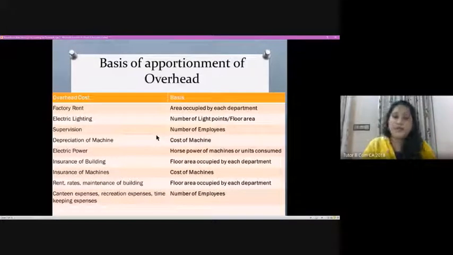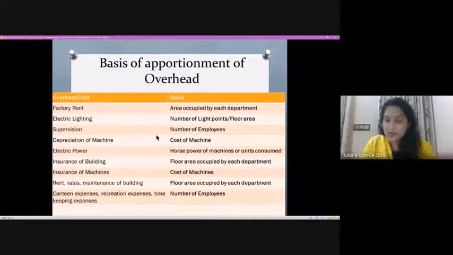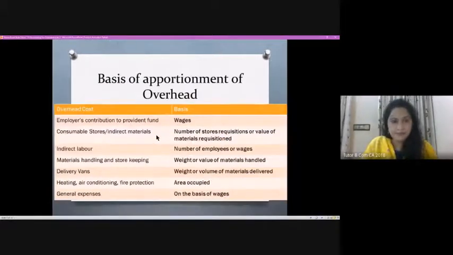Right. Now, in today's class, in the first part, I will explain by one example how we go with this apportionment and allocation. And later, we will do an exercise on that. Right. So I'm just going with the question. We have already discussed the basis on which we can apportion our various overhead expenses.